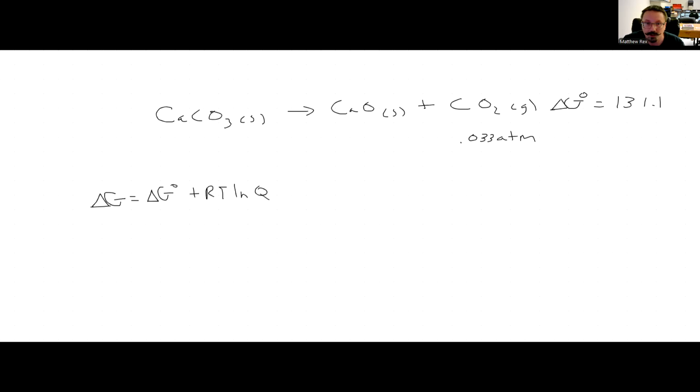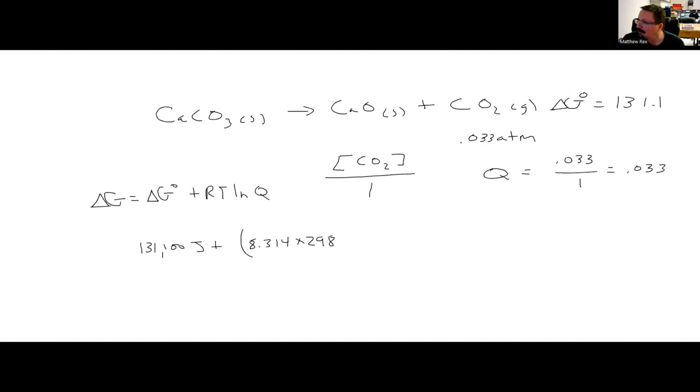Q is going to be products over reactants, but the only product we have that isn't a solid is CO2. So Q is just going to be equal to 0.033 atmospheres over 1. Delta G is in kilojoules, but my R is in joules, so I'm going to convert delta G into joules. And then I've got my R, my ideal gas constant, times my temperature. Yep, they said 298. And then times the ln of 0.033.